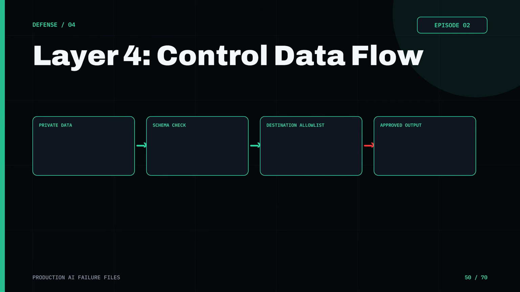Layer 4 is data flow control. Sensitive information should not be allowed to flow into arbitrary URLs, messages, or tool arguments. Use destination allow lists, schema validation, output filtering, and rules that prevent untrusted content from choosing where private data goes. This limits exfiltration even after the model has been influenced.